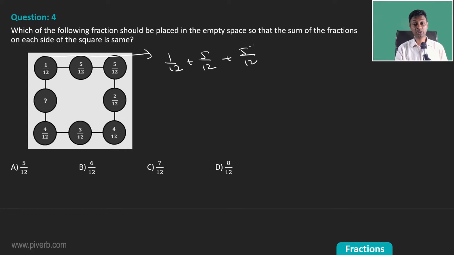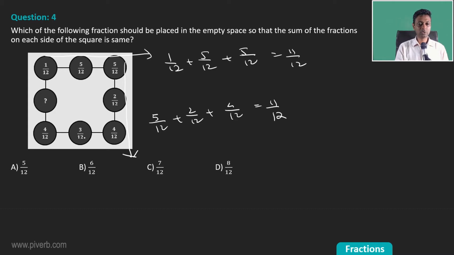1 plus 5, 6, 6 plus 5, 11. This is 11 by 12. Let's do this. 5 by 12 plus 2 by 12 plus 4 by 12. 5 plus 2, 7 plus 4, 11 by 12. 4 plus 3 plus 4, 4 plus 4 is 8, 8 plus 3, 11, 11 by 12. All the totals add up to 11 by 12.